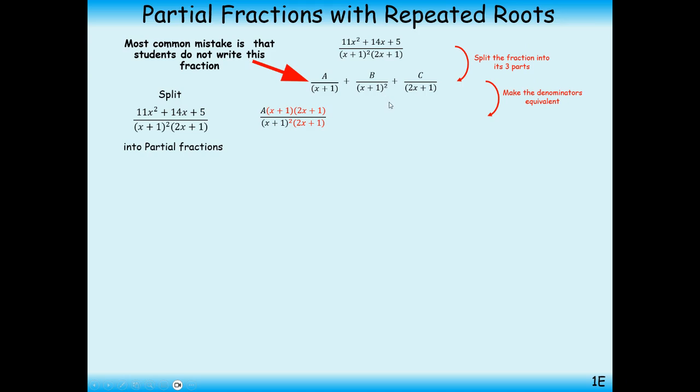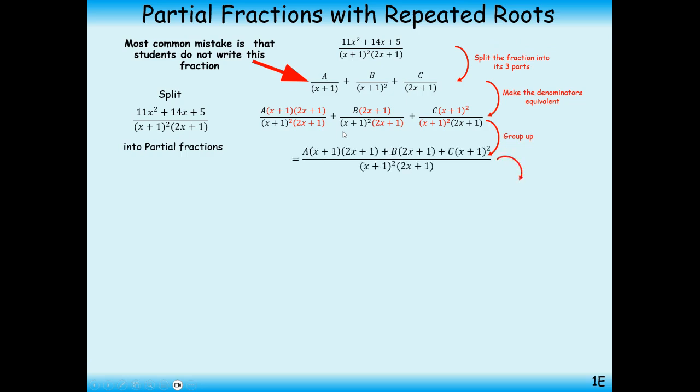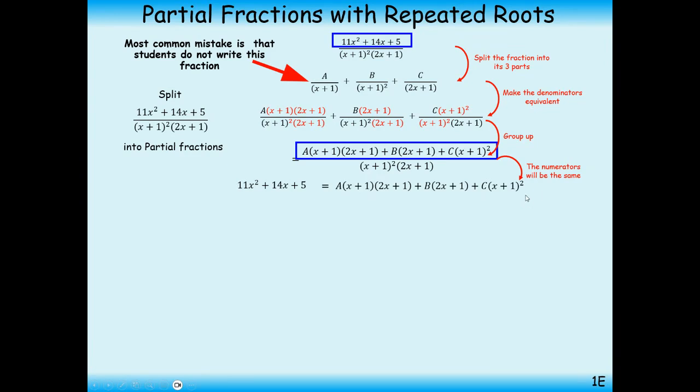Well, a needs to be multiplied by only a factor of x plus 1 and 2x plus 1. b needs to only be multiplied by a factor of 2x plus 1. And c only needs to be multiplied by x plus 1 squared. Finally, we can leave the denominators alone and group like terms together with the denominator. We only need to match up the numerators here. Therefore, 11x squared plus 14x plus 5 ends up being equal to this expression.